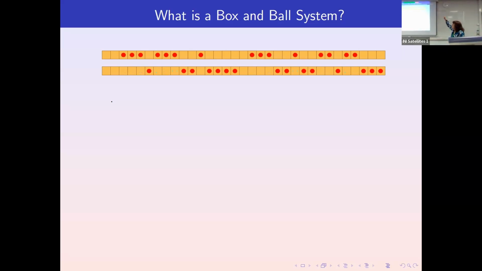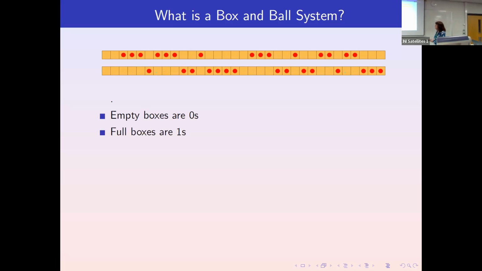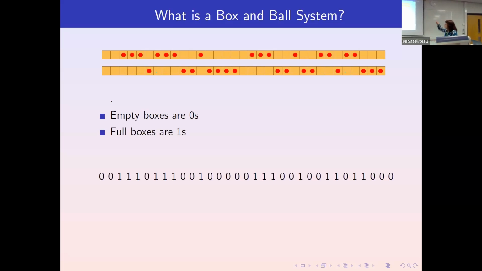So I carry on doing this. This is time, starting with time step 0, then I have time step 1. Mathematically, my empty boxes are zeros, my full boxes are ones, and so I can write my very top step as just a string of ones and zeros.